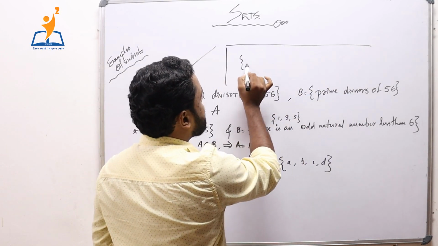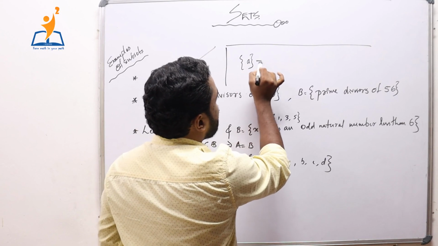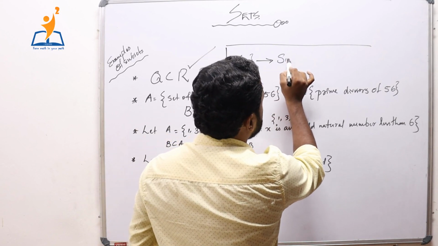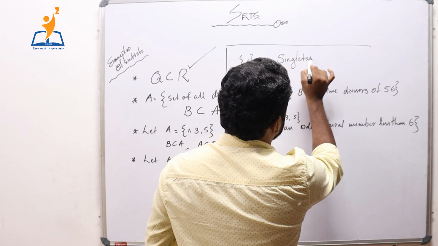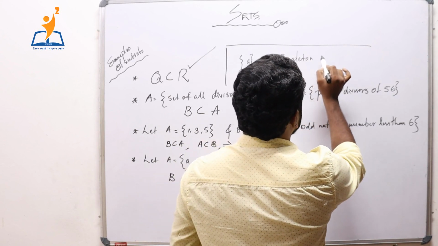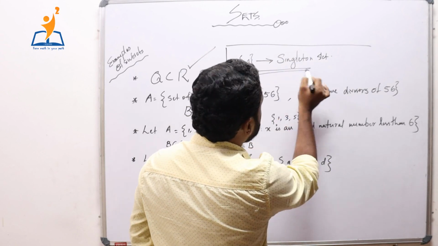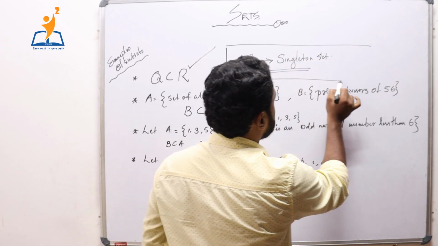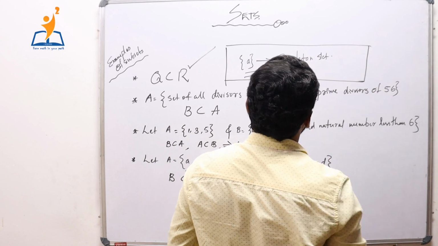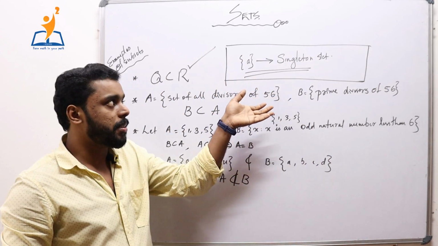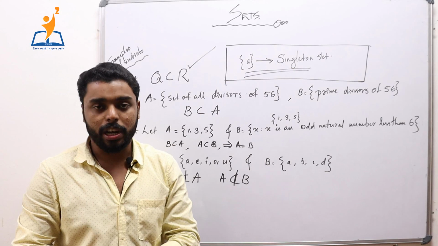Whenever we have a single element in a set A, then we call that set a singleton set. This is a very important notation. Singleton set means a set with only one element. Please remember this, it is very important in the further movement of the chapter.